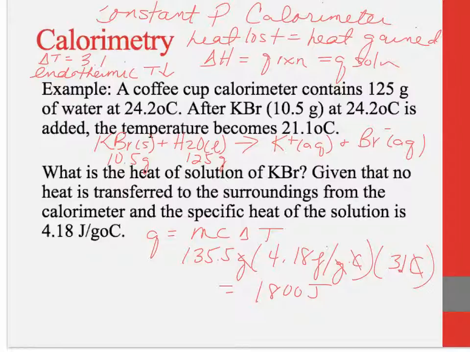However, that's of the whole reaction, and they want specifically for the KBr. So we're going to take our 1,800 joules and divide it by 10.5 grams, and that will give us 170 joules per gram for the KBr.